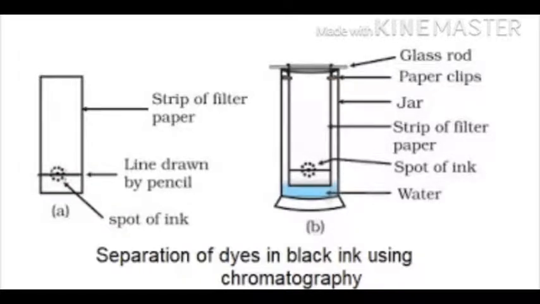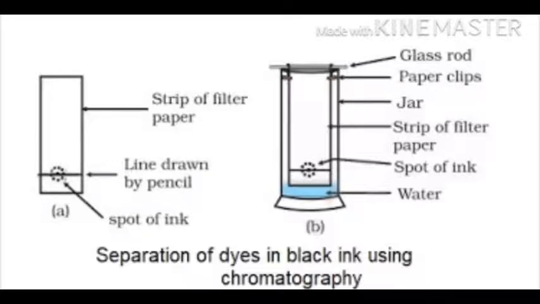Procedure. To carry out the experiment, take a thin strip of a special type of filter paper called chromatography filter paper. Using a pencil, draw a dotted line across the width of the filter paper at about 3 cm from the bottom. Put a small drop of ink from a sketch pen or a fountain pen at the center of this line and let it dry. Suspend the paper in the glass jar containing water so that the spot of the ink on the paper is just above the water level. You will see it in the figure also.